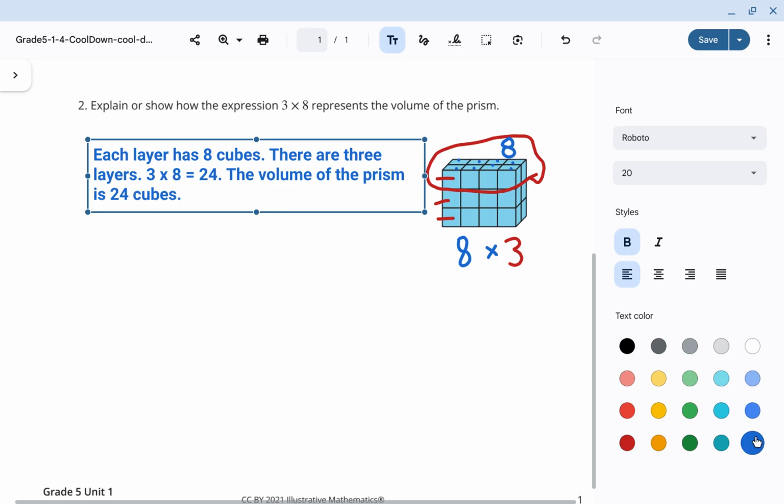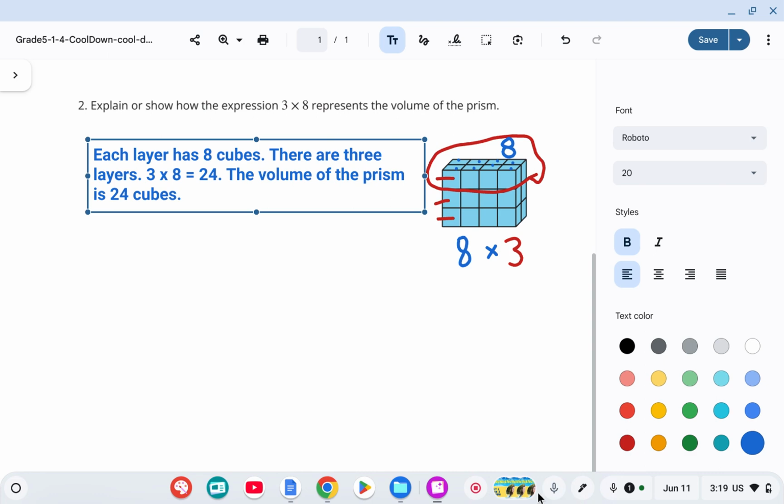So I have written that each layer has 8 cubes. There are 3 layers. 3 times 8 equals 24. The volume of the prism is 24 cubes. So that is our answer for number 2. That finishes out our lesson 4 cooldown.